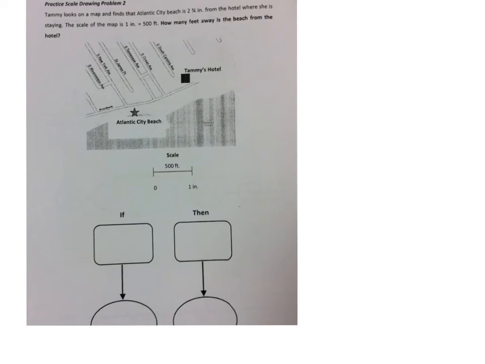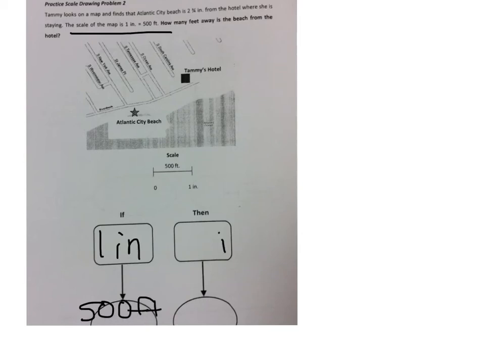All right, this question came out much clearer. It says, Tammy looks at a map, finds the Atlantic City beach is 2 3/4 inch from the hotel where she is staying. The scale on the map is 1 inch is 500 feet. How many feet away is the beach from the hotel? This is a very classic MCA question. I want to figure out what they are giving me, and they're giving me a scale, and I should know that scale is always your comparison. So that's going to go in my if blank. So 1 inch is 500 feet.